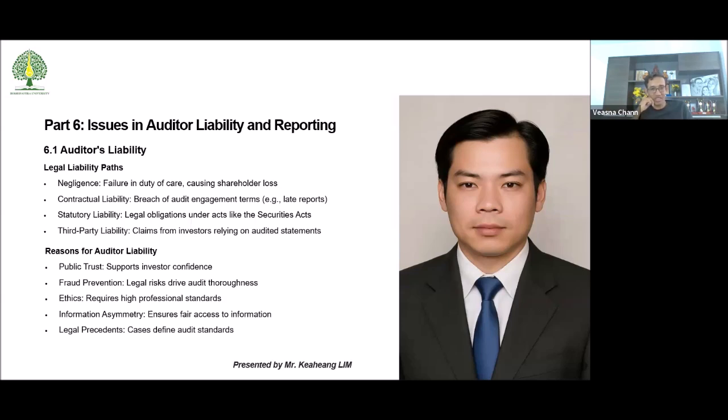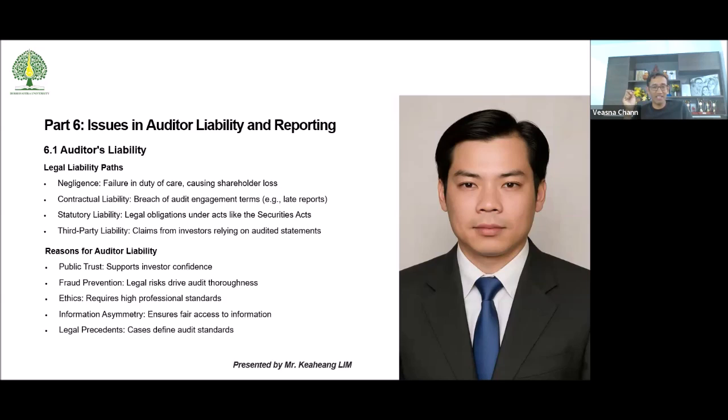In case the auditor fails to comply with their duty, with accounting and auditing standards, with ethical and professional standards, there will be auditor liability. And the legal liability mentioned here means there's a big problem for the auditor, for example, in case the auditor is negligent, a failure in duty of care.